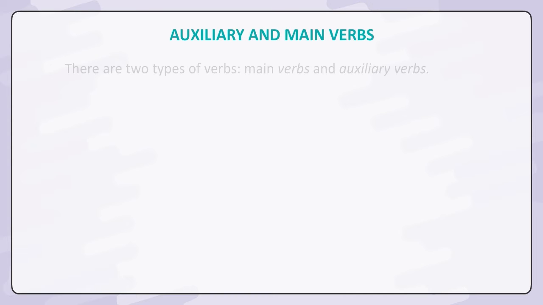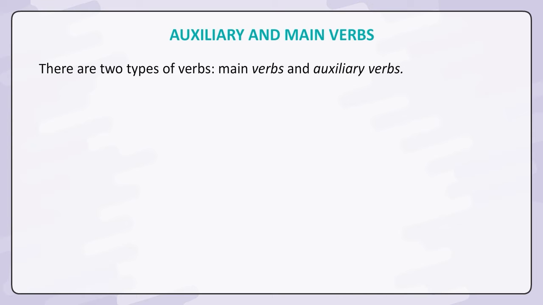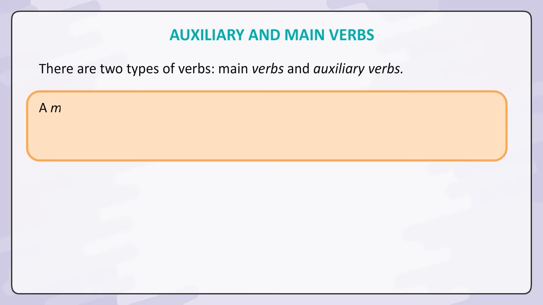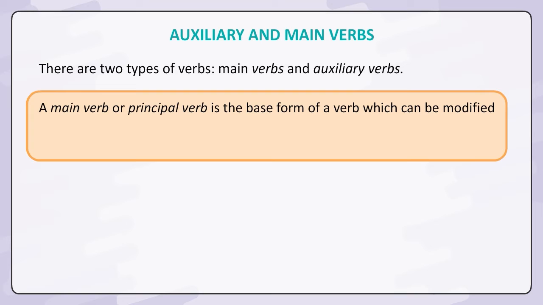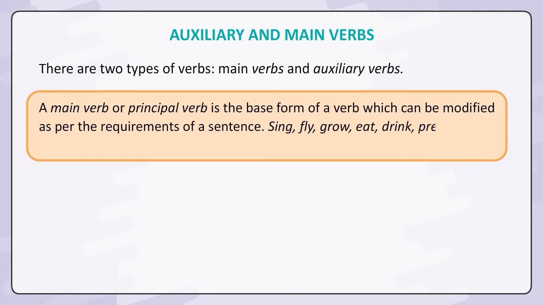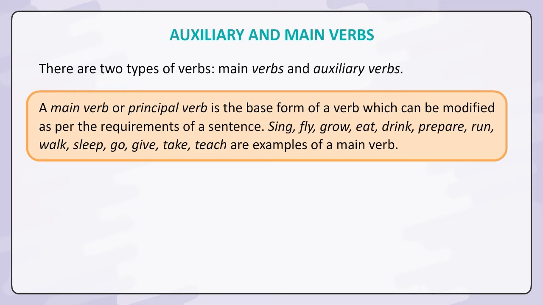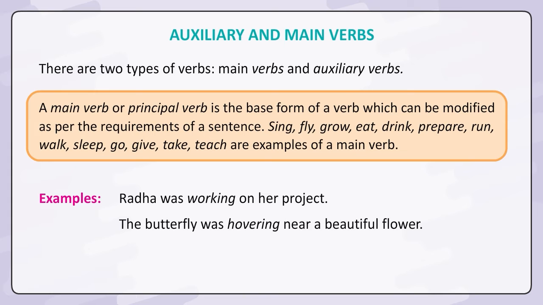Auxiliary and main verbs. There are two types of verbs, main verbs and auxiliary verbs. A main verb or principal verb is the base form of a verb which can be modified as per the requirements of a sentence. Sing, fly, grow, eat, drink, prepare, run, walk, sleep, go, give, take, teach are examples of a main verb. Examples. Radha was working on her project. The butterfly was hovering near a beautiful flower.